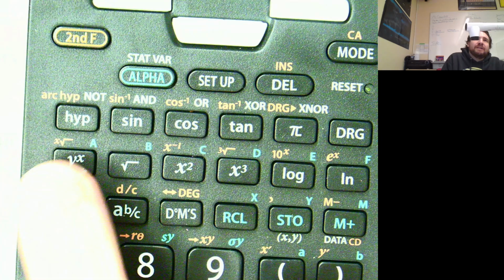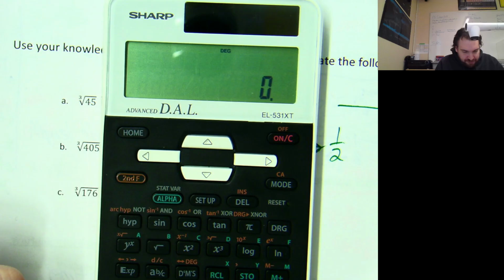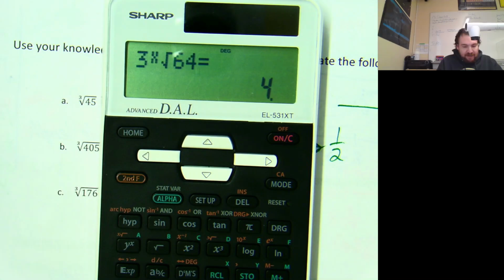So let's say I want the third root, I do 3 and then shift that. That gives me the 3 x root. So just like the TI, I punch in 64 and I hit enter. Cube root of 64 is 4. So in this case, the Casio is going to be the best option here.